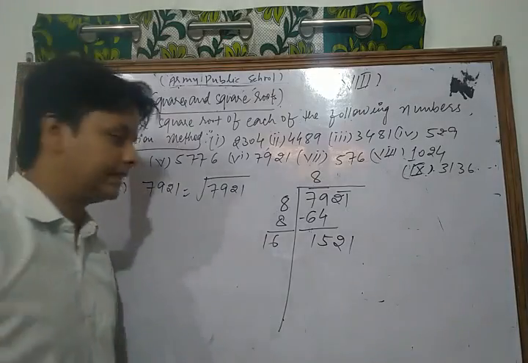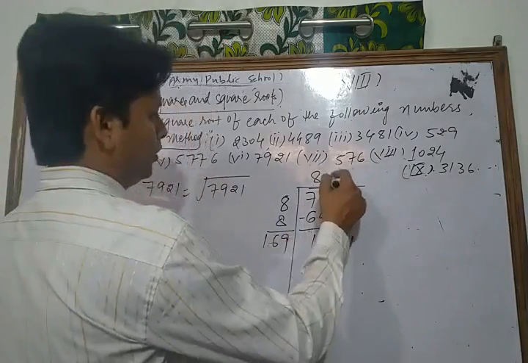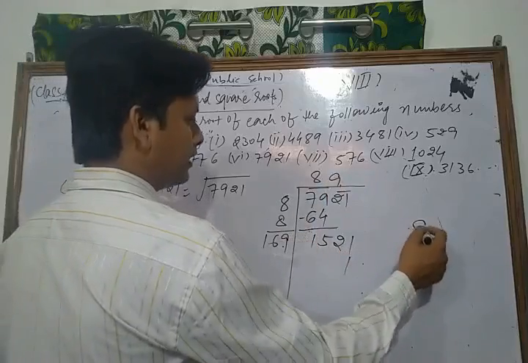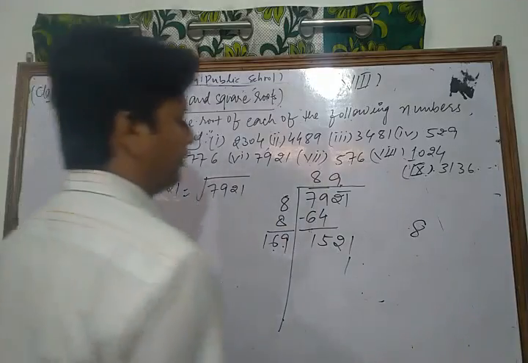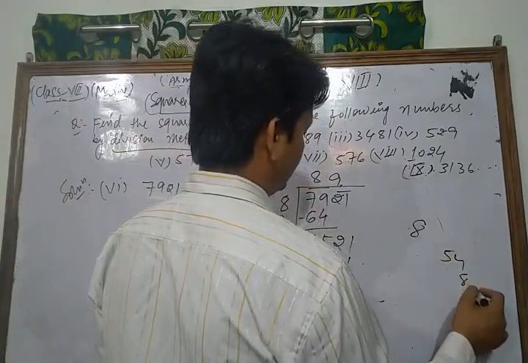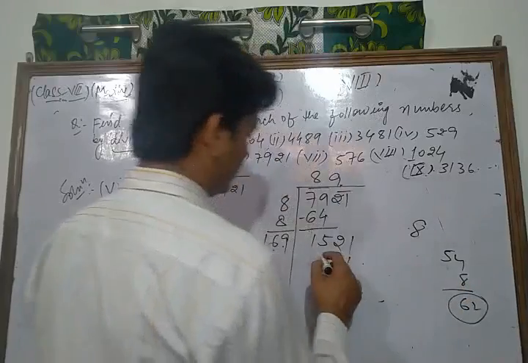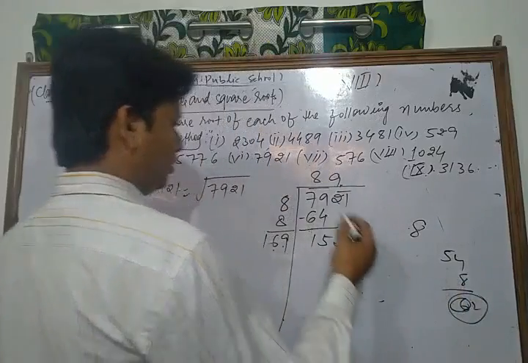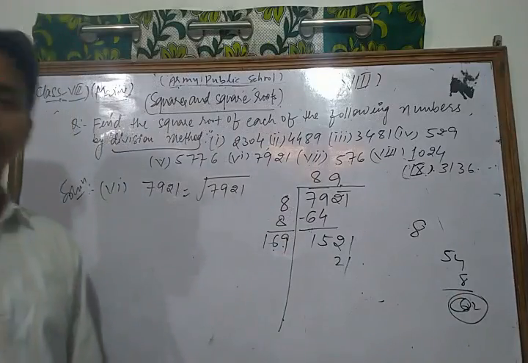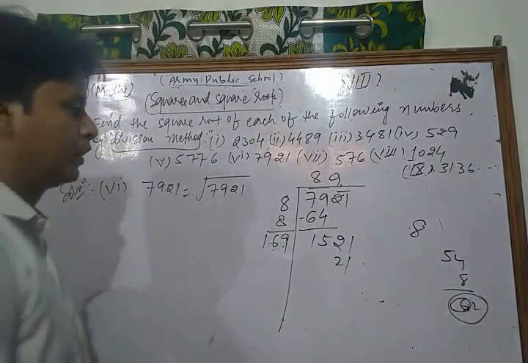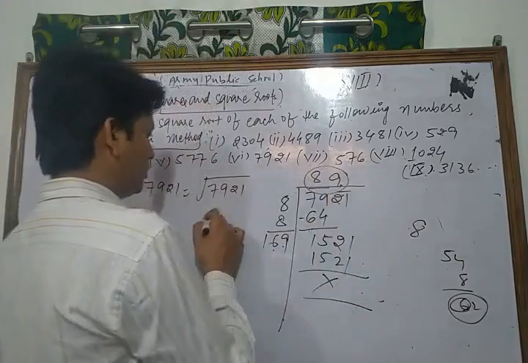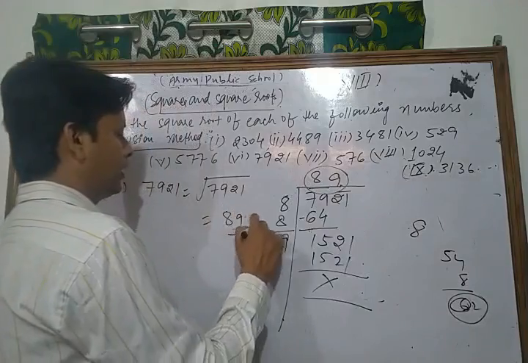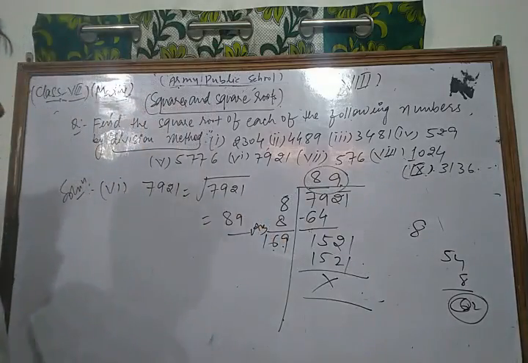So here this is 1529. We take 9 times, because 9 9s are 81, carry 8. 9 6s are 54, plus 8 is 62, write 2 carry 6. 9 ones are 9, plus 6 is 15. So here we write 15. Thus the required solution is 89. The square root of 7921 is 89.